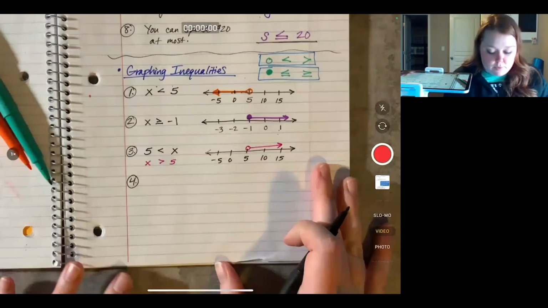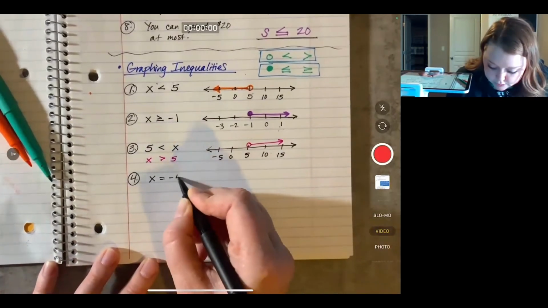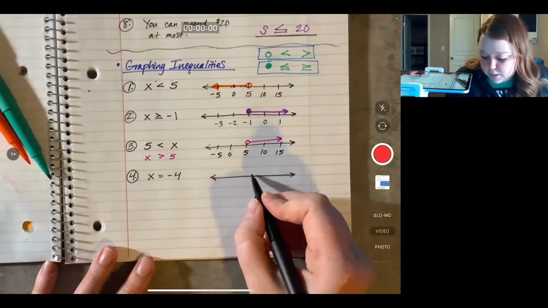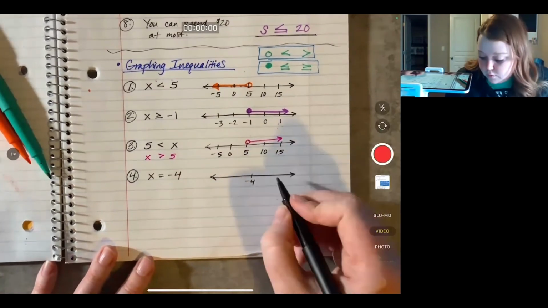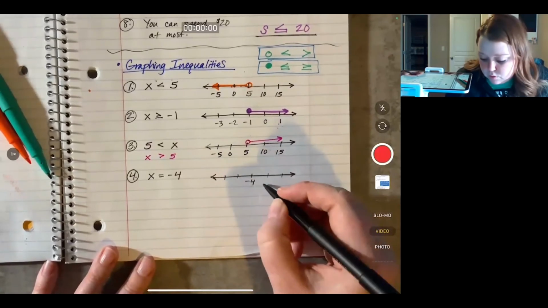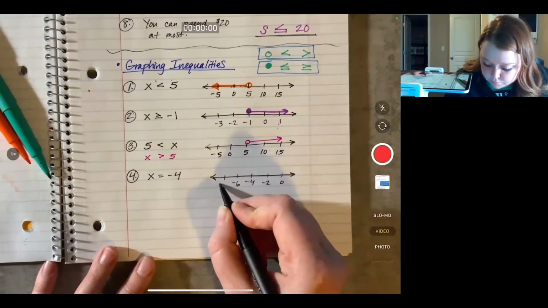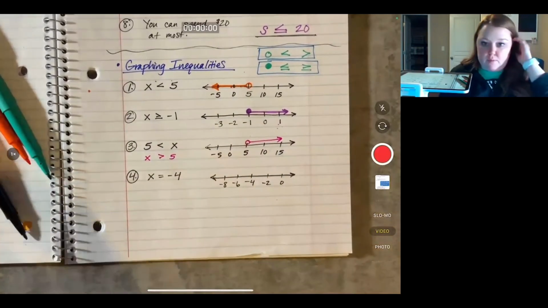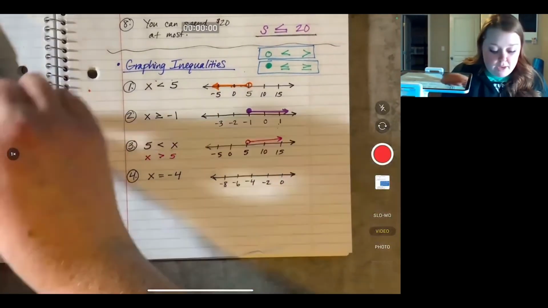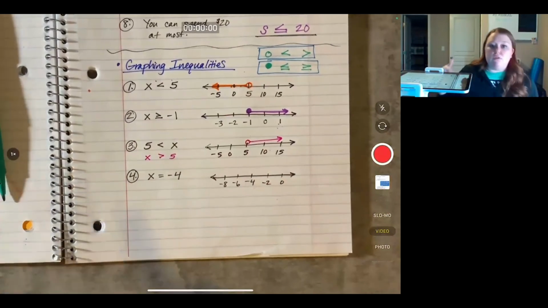Couple more things I want to graph. X equals -4. So I'm going to put -4 in the middle. Do your little tick marks. I'm going to count by 2s on here. You can count by 1s. It's totally fine. Okay? You just got to be counting by the same thing the whole way. Okay, so x equals -4.